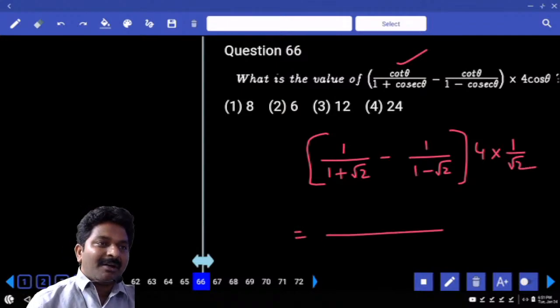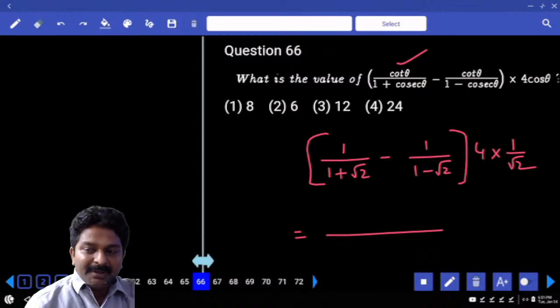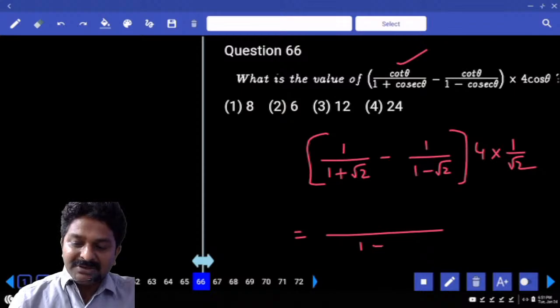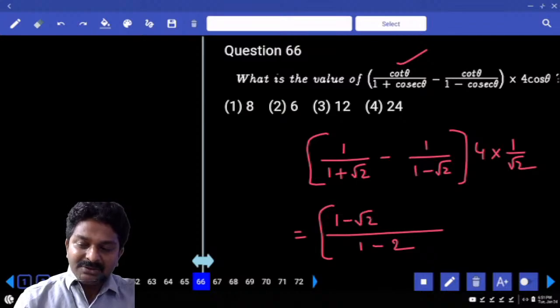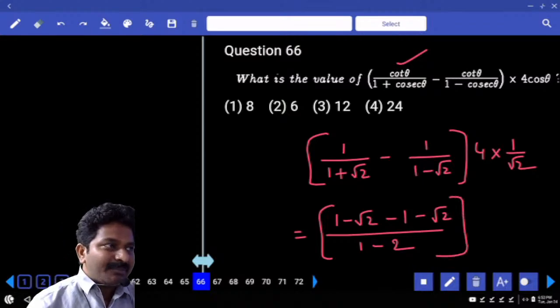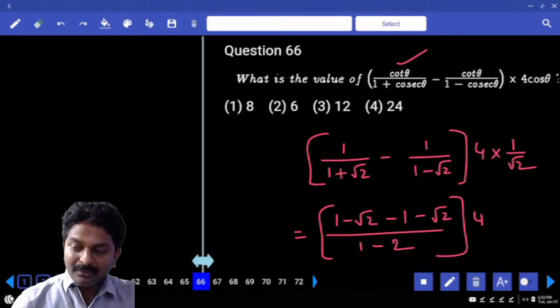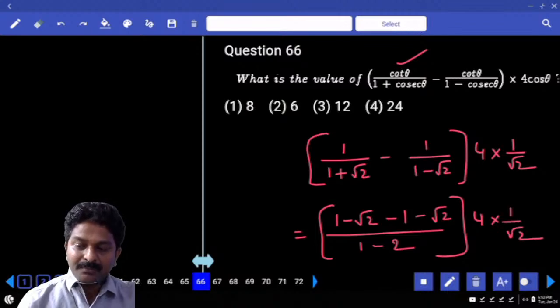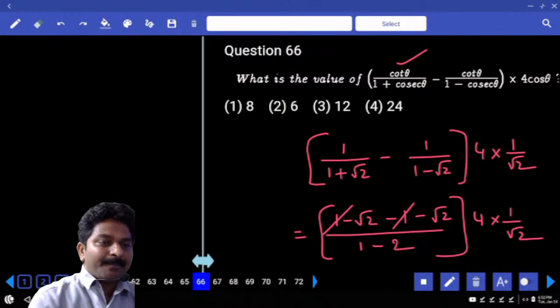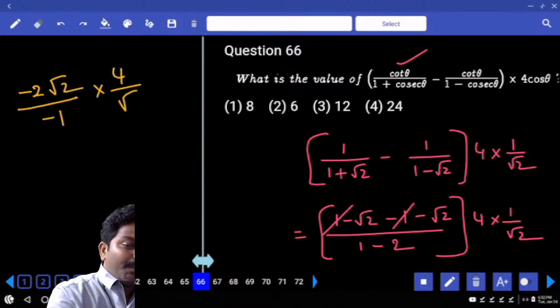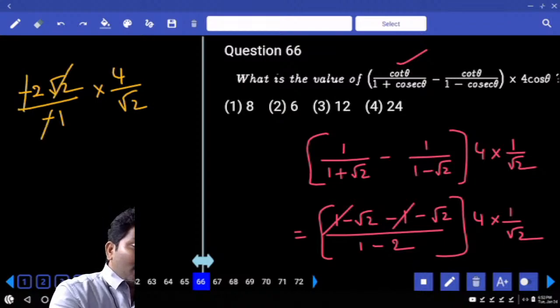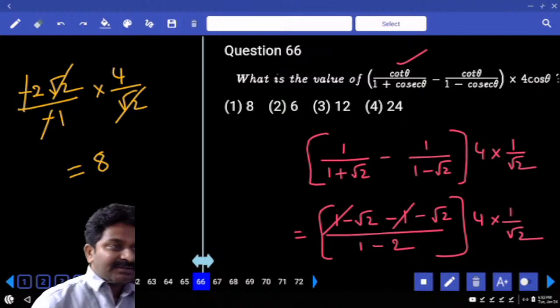When you take LCM in the denominator, it is in the form of a plus b into a minus b. A square minus b square, that is 1 minus root 2 whole square, that is 2. In the numerator we will have 1 minus root 2 minus 1 minus root 2, plus into minus, into 4 into 1 by root 2. Plus 1 minus 1 gets cancelled. Finally we will have minus 2 root 2 by minus 1 into 4 by root 2. Minus minus cancel. Root 2 cancel. 8.